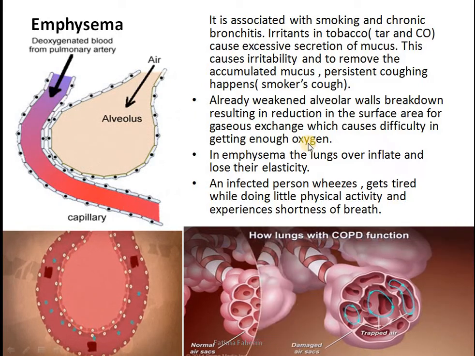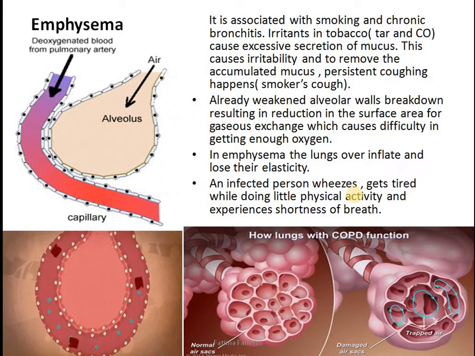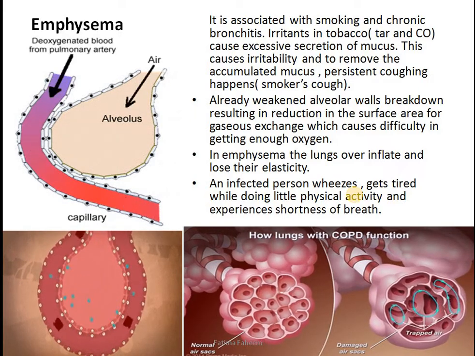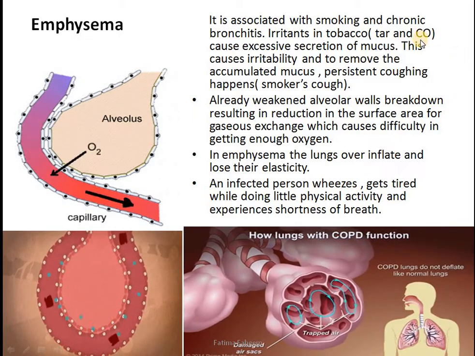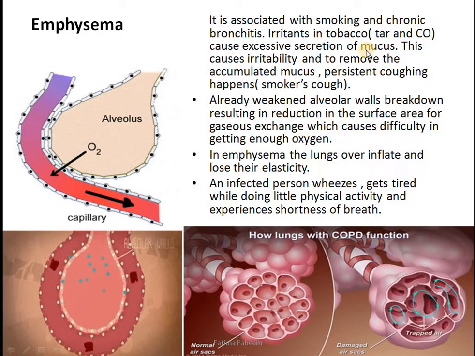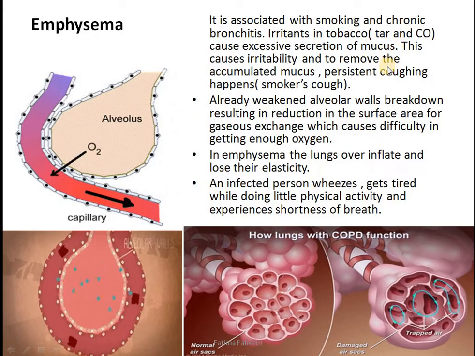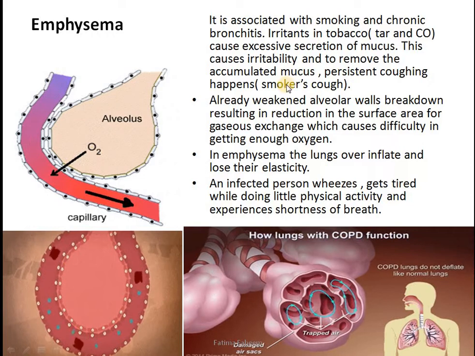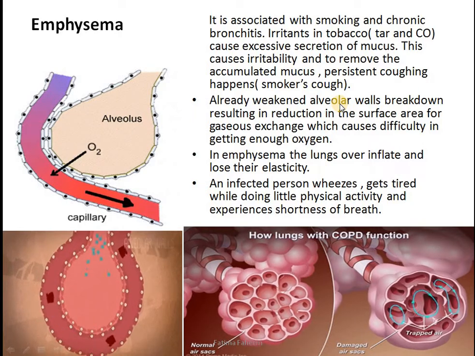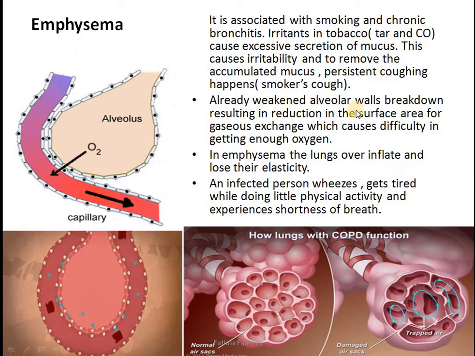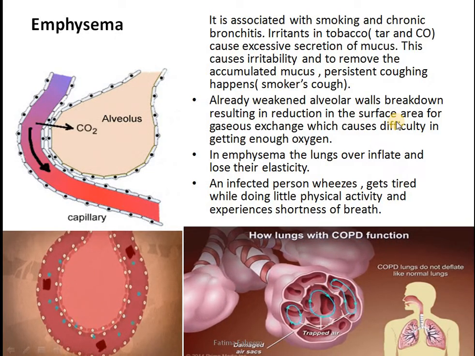So what happens is that if a person is suffering from bronchitis or is a regular smoker, the irritant particles in the smoke, such as tar and carbon monoxide, start to provoke or stimulate goblet cells to produce excessive mucus. Since the mucus is irritating the air passages, the person starts to cough violently, which is called smoker's cough. The alveolar walls, because of that pressure and being already weakened in a smoker's chest, start to break down, decreasing the surface area for exchange of gases.